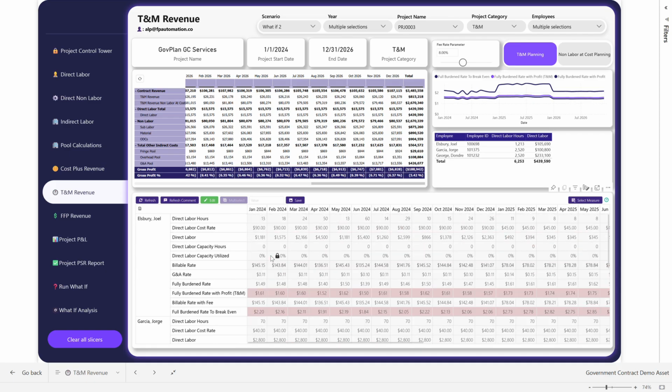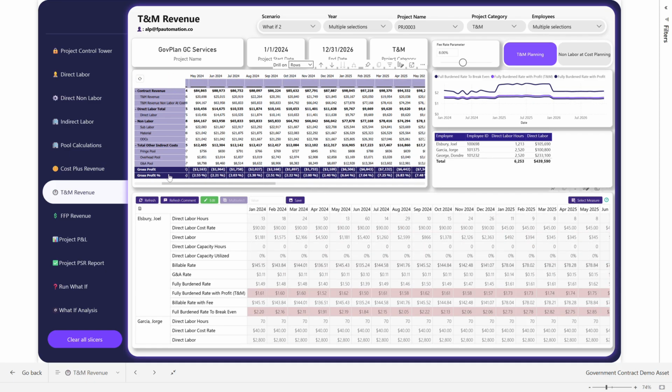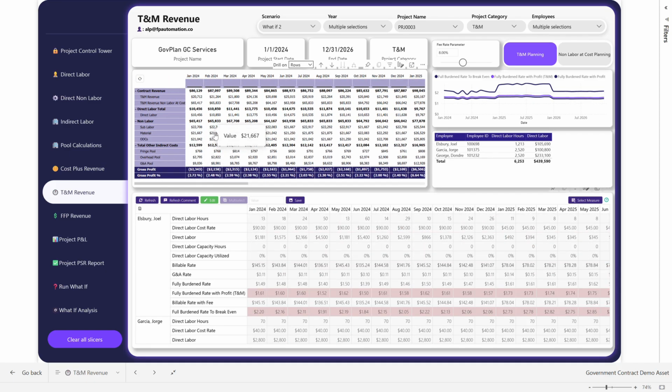So therefore, this is a decision that management has the ability to make to factor in whether or not they should be taking this particular project. What this can do is save hundreds of thousands, if not millions of dollars in T&M projects, depending on the size of your company, due to the fact that you now have this visibility into what your fully burdened rates with profit are and what they should be in order to be able to break even.